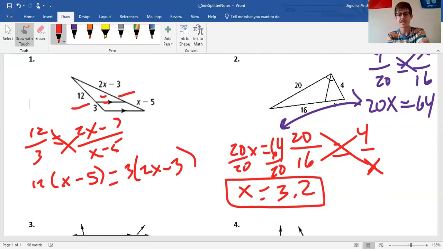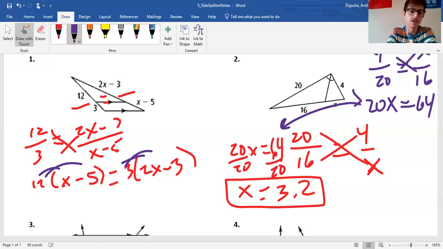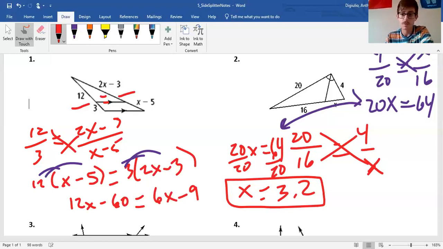And this should be something that's kind of a flashback to algebra, right? We can go ahead and distribute that through on both of these cases. So we end up getting 12x minus 60 equals 6x minus 9. And then from here, we can go ahead and solve that, right? That's nothing new. So even though the problems look a little complicated at times, they should be pretty straightforward when we actually go through to solve them.